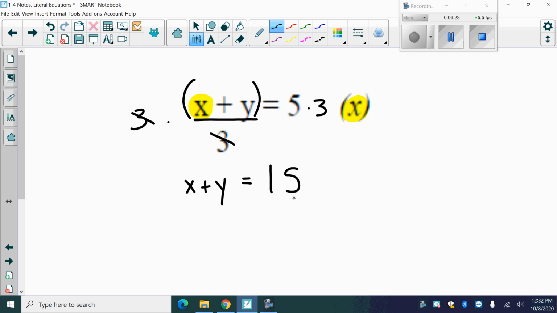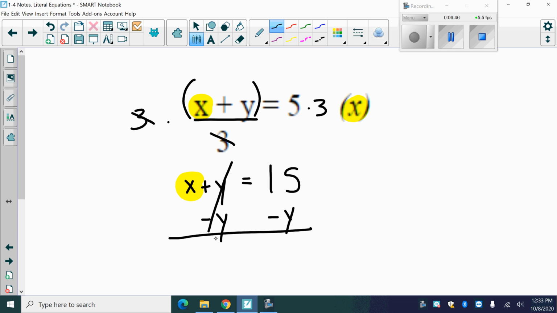Now, we're still solving for the variable x. We do not have it by itself yet. However, since we got rid of the division, we now can get rid of the parentheses. There's nothing on the outside of those parentheses to eliminate. So we have plus y. What is the opposite of addition? Subtraction. So we're going to subtract y from both sides.